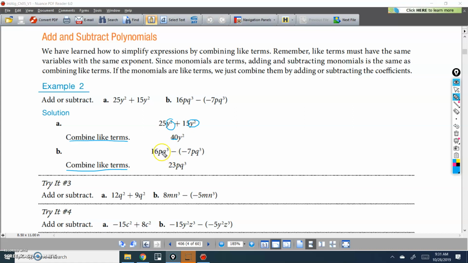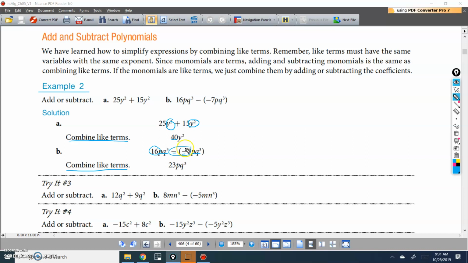For these here, to be a like term, we need the exact same variables with the exact same exponents. We need matching variables with matching exponents. So a pq to the third can only combine with another pq to the third. Oh look, pq to the third here, pq to the third here. These can combine. So I take 16 and minus 7.